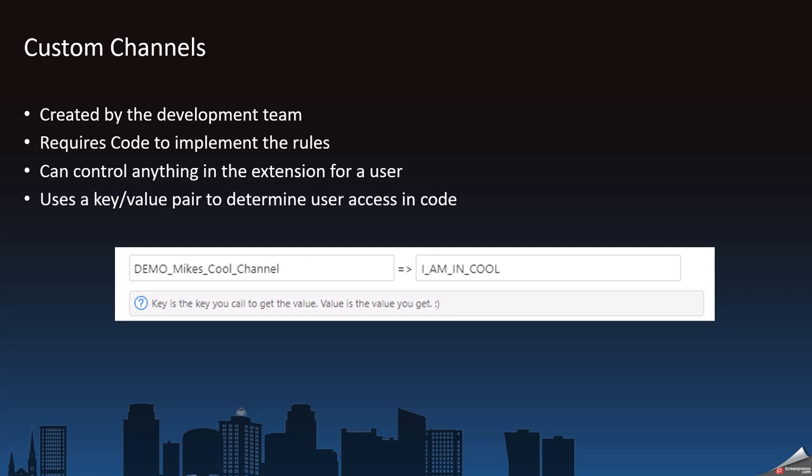The way you do this is with a key value pair. We'll look at the code later, but basically, if you determine that your user has this key value pair in their user profile, when you get that, then they're in, and they can use whatever features you have set up.